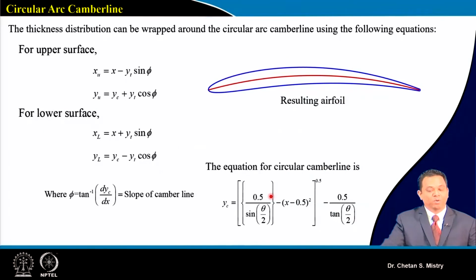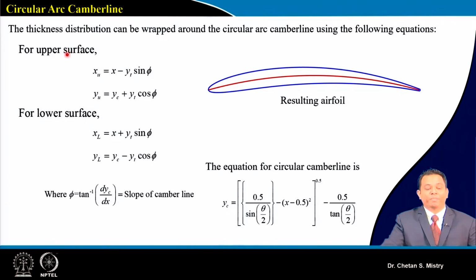Okay, now let's see. What we are looking for is to have this camber line covered with the thickness of my aerofoil. Here, this is my circular arc camber line, and this is the thickness distribution of the C4 aerofoil. To do that calculation, we need to divide our surfaces into the upper surface, which is my suction surface, and the lower surface, which is my pressure surface.